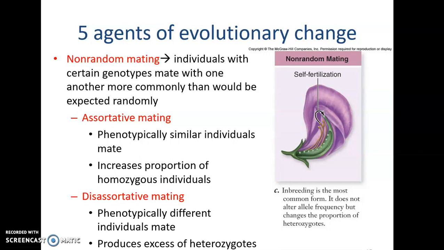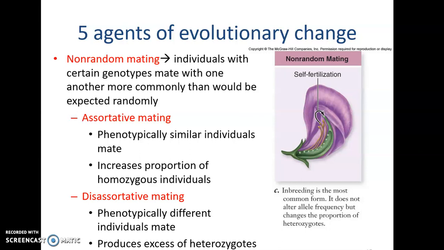This can be beneficial if the trait is beneficial. For example, if individuals are sorting due to body size, and large body size is beneficial. But the downside is that assortative mating can lead to inbreeding. Relatives resemble each other, so relatives might end up mating. It's actually the most common form of inbreeding.